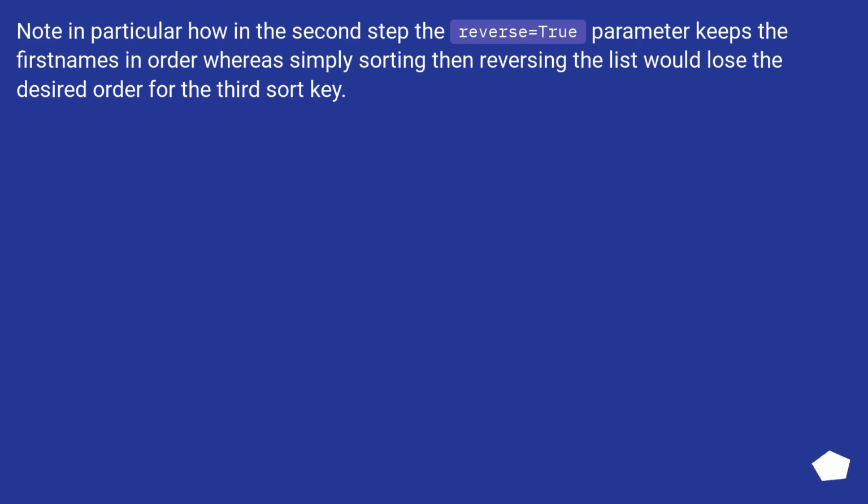Note in particular how in the second step the reverse equals true parameter keeps the first names in order, whereas simply sorting then reversing the list would lose the desired order for the third sort key.